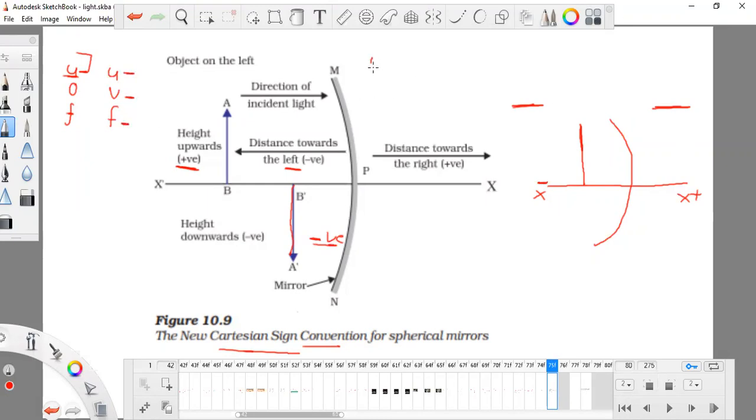You cannot use u at this side, because the object is always placed here. You cannot consider that I'm placing the object here. You can use the image here, and you can use the focal length here. If both of these are present here for a convex mirror, f is definitely here, so it will be positive, always positive. Remember, for both concave and convex, the object is always placed at this side, and it will have a negative sign.